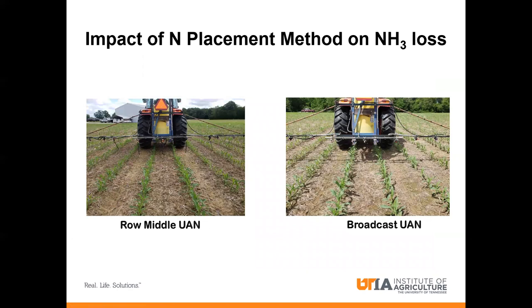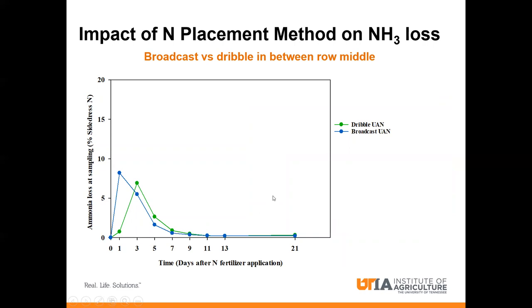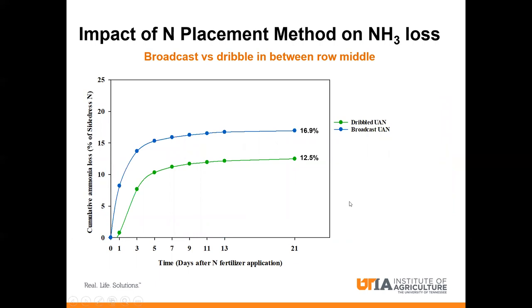Next, I want to talk about the impact of nitrogen placement on ammonia loss. I'm comparing two methods here. One, we dribble the UAN down the middle of the rows. And for the other, we just surface broadcast the UAN. Again, we want to look at ammonia loss at sampling. You can see the peak ammonia loss occurring within the first 3 days. That is one important point I want each one of us to take from this graph. In terms of the cumulative ammonia loss over the 21 days, surface broadcast UAN without any type of nitrogen stabilizer has significantly higher ammonia loss compared to when we dribble the UAN in between the rows.